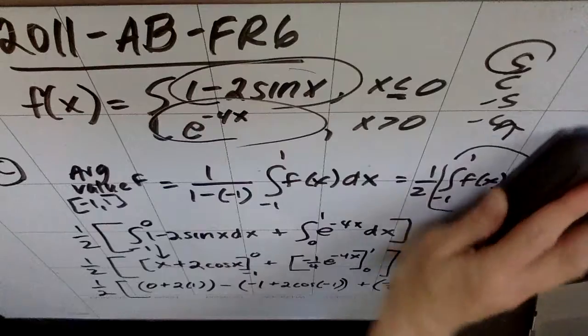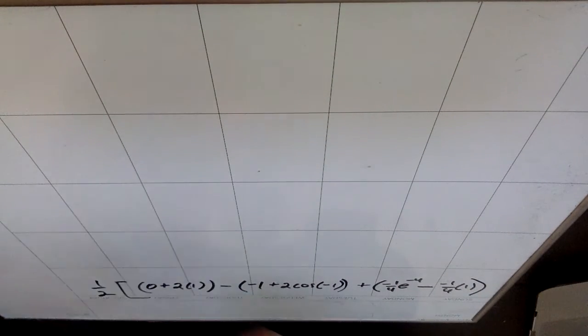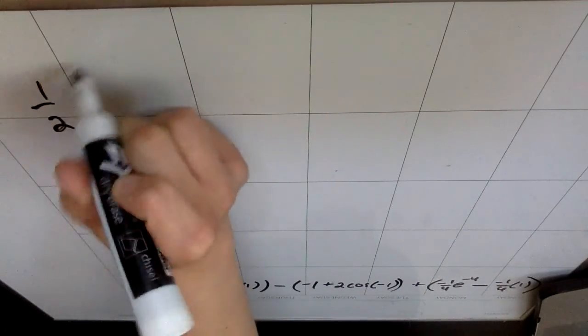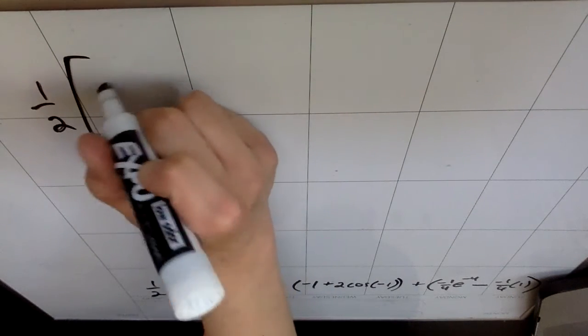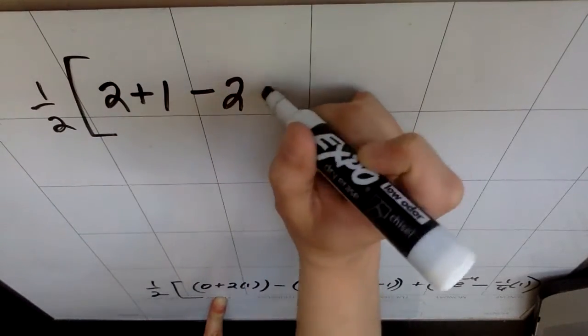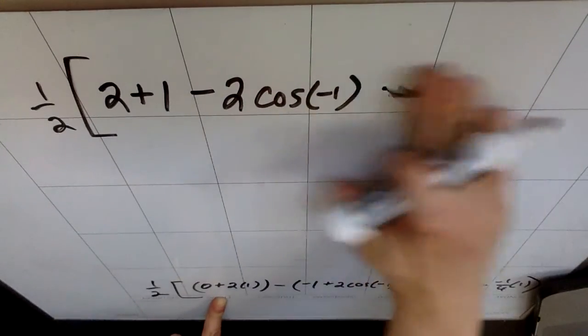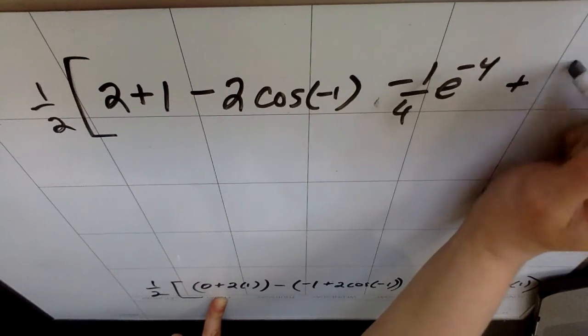So let's clean this stuff up. I'm going to buy myself some room. And I'm going to get that this is a 1/2 in front of, so let's clean some stuff up. This ends up being 2 plus 1 minus 2 cosine of -1. And then over here, I have minus 1/4 e to the -4th plus 1/4.